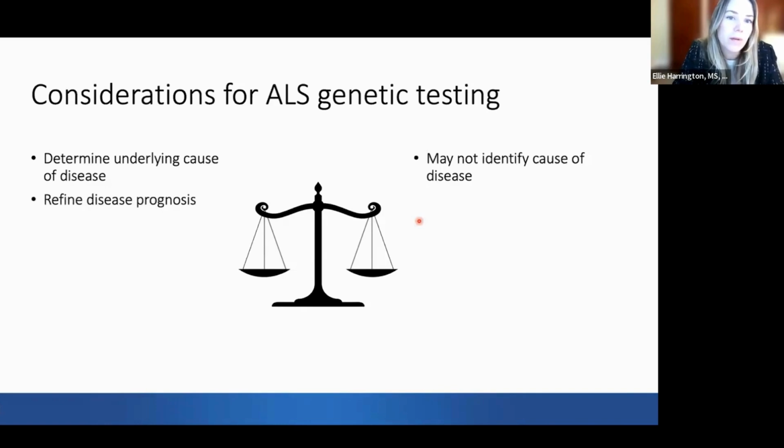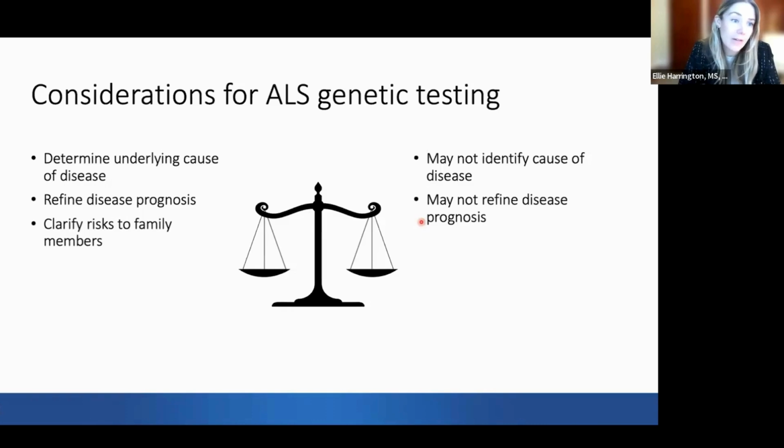It can help refine the prognosis. For some specific mutations, we know that they're more slowly progressive or more quickly progressive. So if we know that about the specific mutation that's been resulted, it might give us more insight about what the future of disease might look like. If we get a negative result, of course, that might not be the case. Or if we get a result in a gene we don't know a lot about, that might not help us in that regard as well.